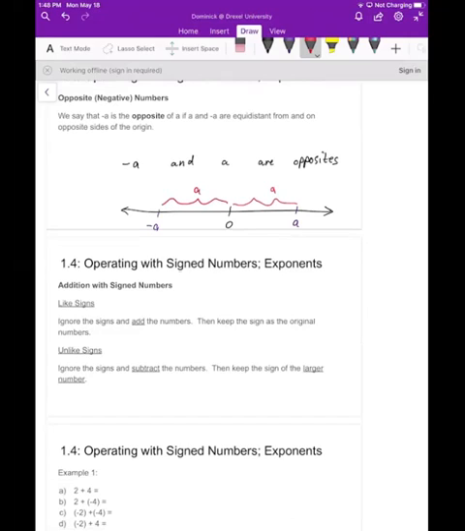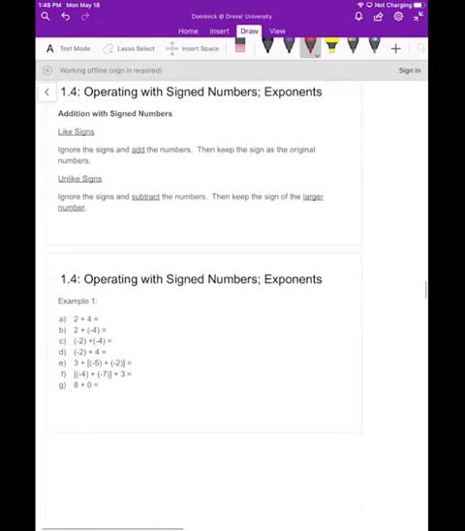Well, if the two numbers have the same sign, you're going to ignore the sign and just add the two numbers. So if they're both positive or both negative, you're just going to add the two numbers, and then the answer will just have the same sign as the original numbers. If the signs are different, you're going to ignore the signs and subtract the numbers and then keep the sign of the larger number. So let's take a look at how that works.